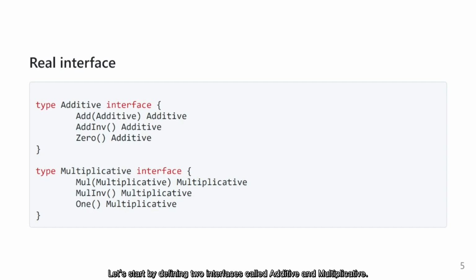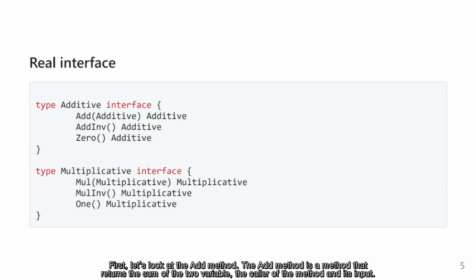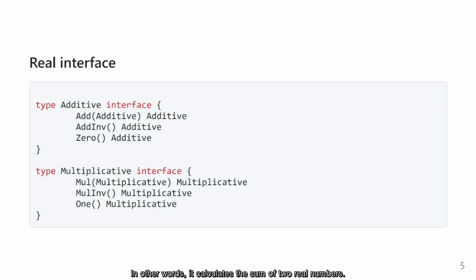Let's start by defining two interfaces called additive and multiplicative. The additive interface has three methods: add, add-inv, and zero. First, let's look at the add method. The add method returns the sum of two variables: the caller of the method, and its input. In other words, it calculates the sum of two real numbers.